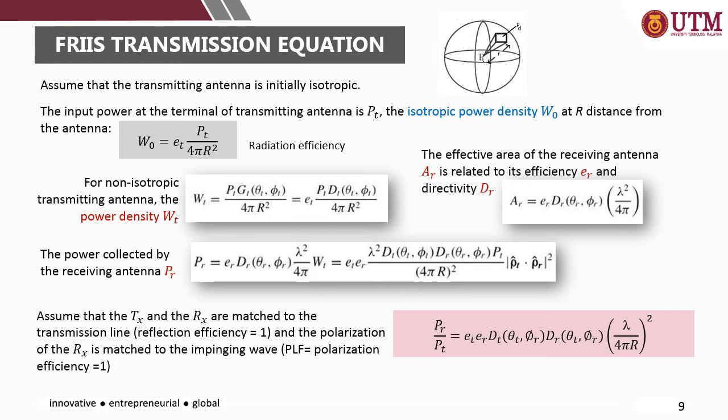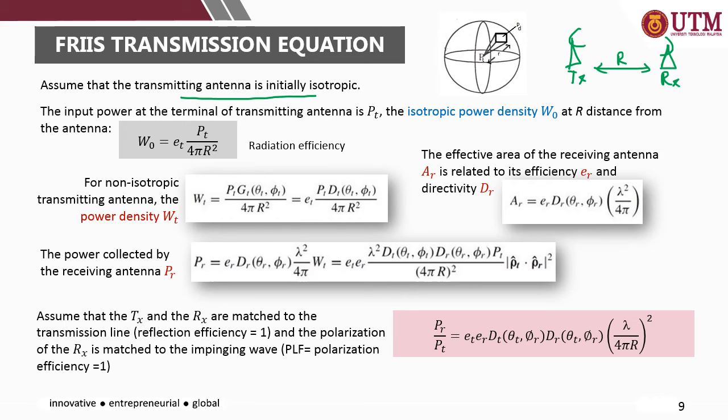So we assume that we have the transmitter and the receiver separated by distance r. We assume that the transmitting antenna is an isotropic source, so the wave will be radiated equally in all directions. For example, we have the source as a point source in free space.